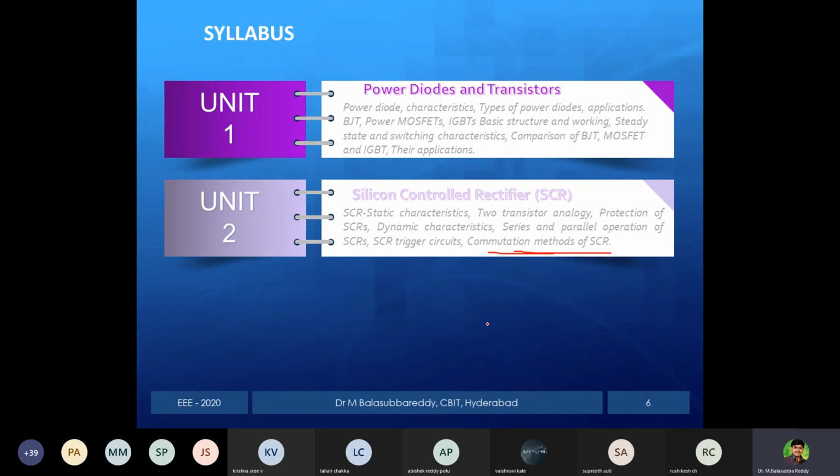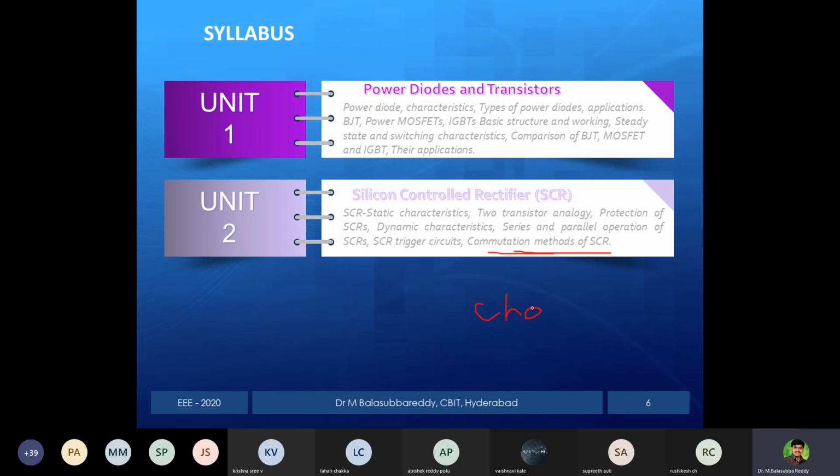If the current passing through the device is not 0, the device will not turn off. That's why you have to make the current through the device 0. For that reason, an additional circuit, a forced circuit, is required to turn off the device. So if you know the functions of all the controllers, then you can decide which commutation is used for what type of controller.